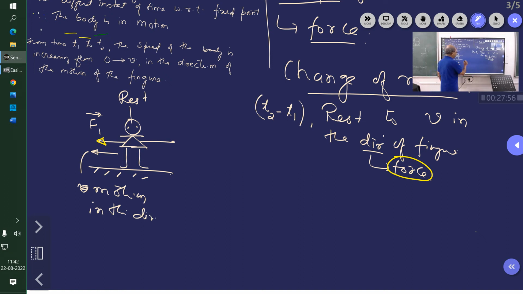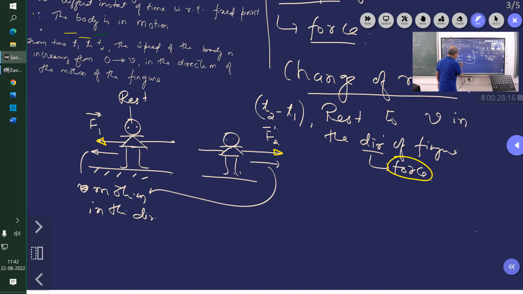Correct? In the next instance, your friend was again standing here, with the arms like this. But this time, your other friend pulled here with the force F2 in this direction. Correct? And therefore, there was motion in this direction. Understood, friends? Both these motions were because of forces F1 bar and F2 bar.